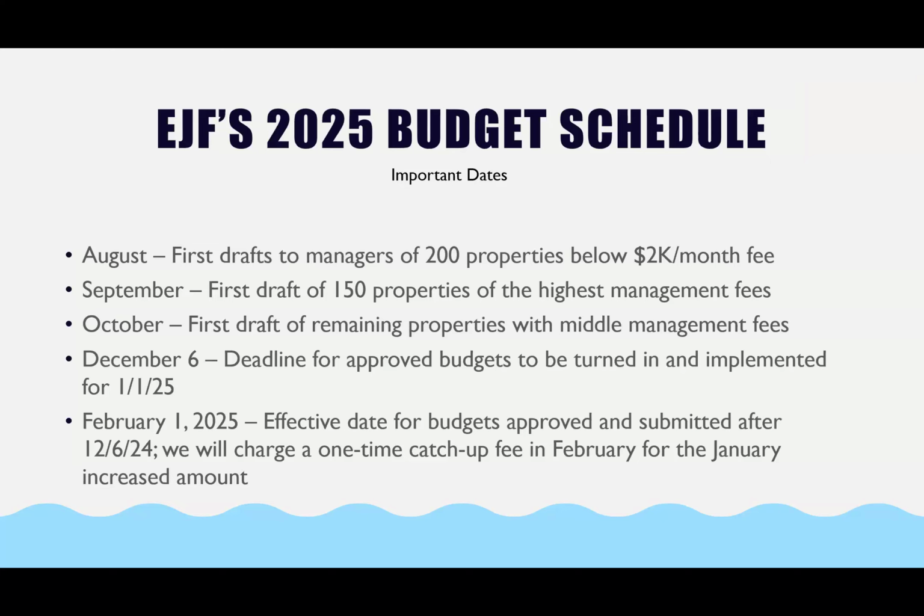Awesome. If you approve your budget and get it to us after December the 6th, the first effective date for the new fees will be February 1st, and we'll do a small catch up. So for example, if you raise your fees $10 a month, but you don't get us the budget until after December the 6th, then what we will do is we will have on February 1st a one-time catch up of $10 plus the new fee will go into effect on February the 1st.